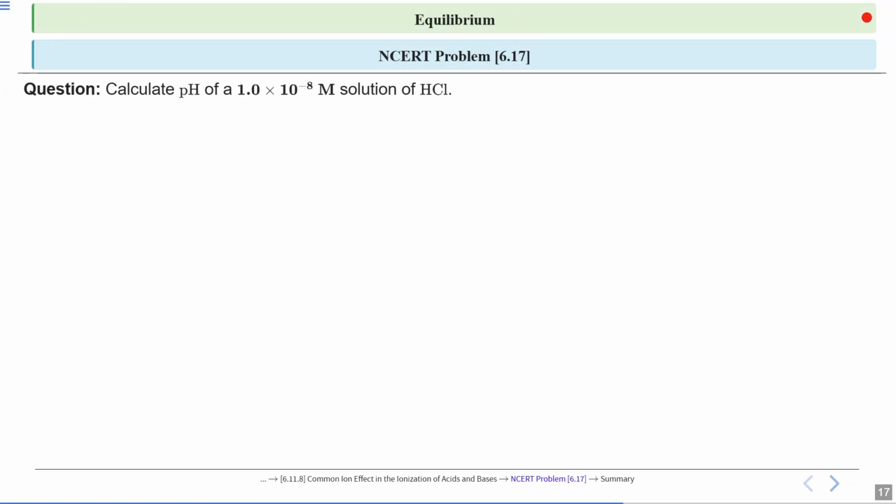Now we will do a question. You have to calculate the pH of 1 into 10 to the power minus 8 molar solution of HCl. So this is a tricky question. If you are able to solve it, well and good. If not, don't worry. I will explain it in detail. You have some time to solve it. Your time starts now.